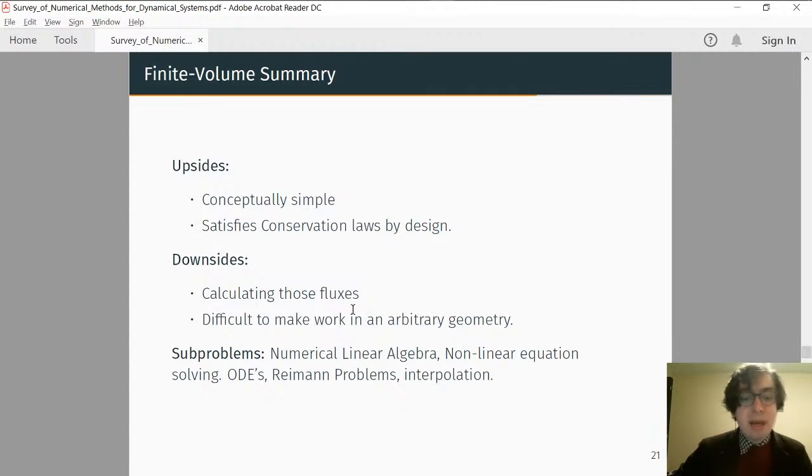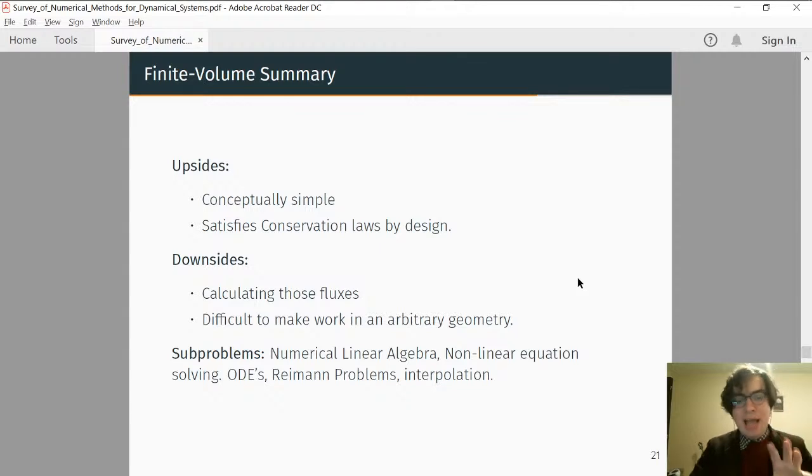It's also difficult to make work on arbitrary geometries. People have solutions for this in all sorts of different geometries, but keeping track of essentially your borders becomes difficult when the borders become very arbitrary and very irregular. So this gives you a whole mesh of different subproblems. Numerical linear algebra subproblems, nonlinear equation solving subproblems, ODE subproblems, interpolation subproblems, all sorts of those things are things you need to be able to do to solve the more advanced cases of these finite volume schemes.